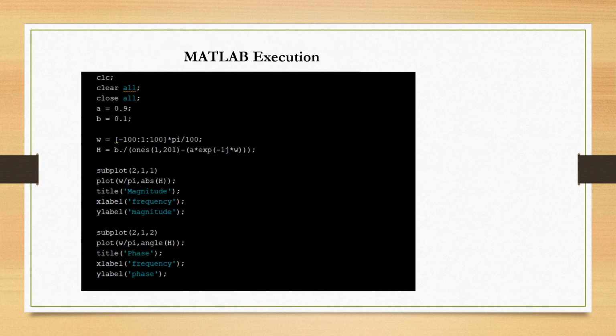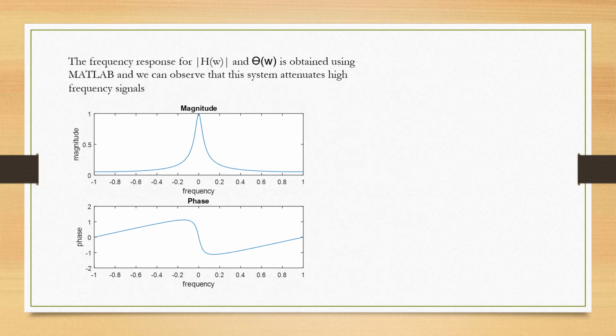This is the code for MATLAB execution which is to be done for this problem. Let us see the frequency and phase response. The frequency response for |H(ω)| and θ(ω) is obtained using MATLAB, and we can observe that the system attenuates high frequency signals.